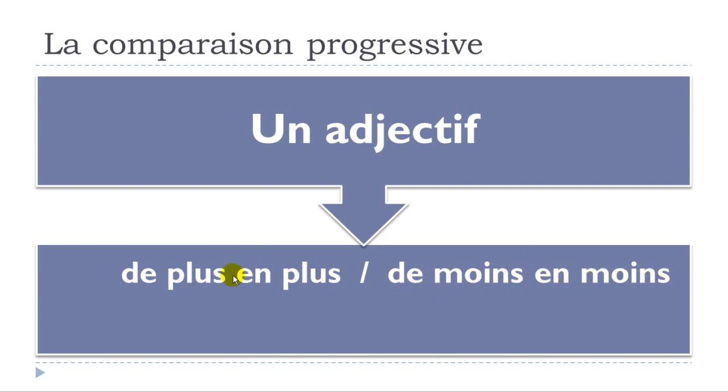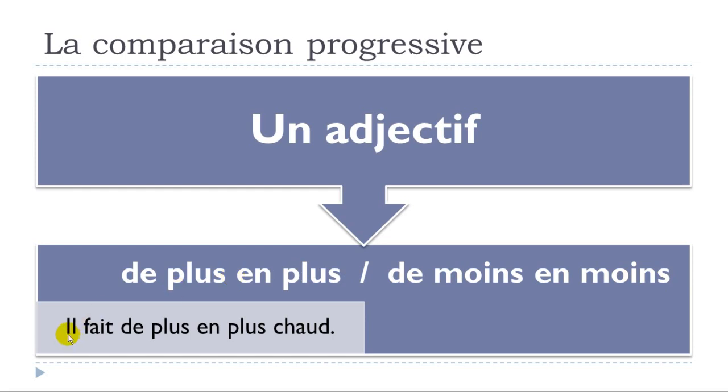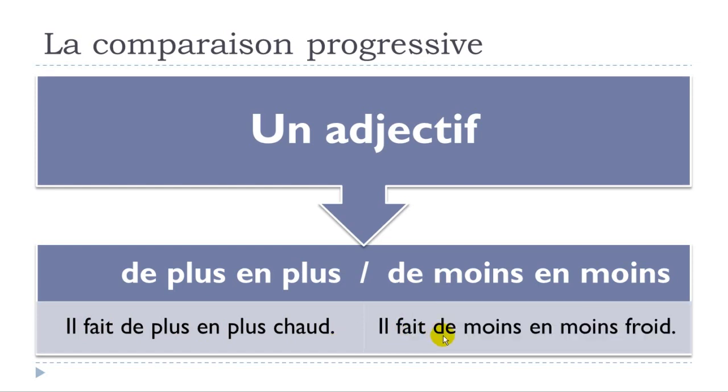So let's see two examples now. And the first one, il fait de plus en plus chaud. Il fait de moins en moins froid. Okay, so you can see that it's really simple to make it, because basically you've got your adjective here, and just before it you will have to put this de plus en plus. Okay, or then de moins en moins. Alright, so it is really, really simple.